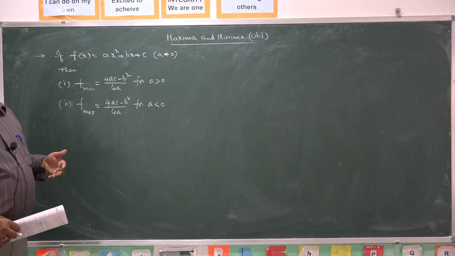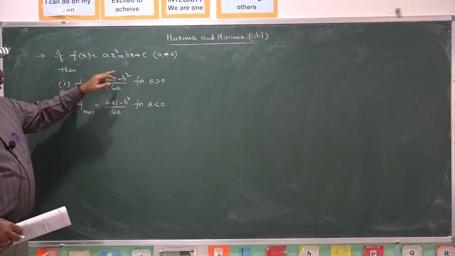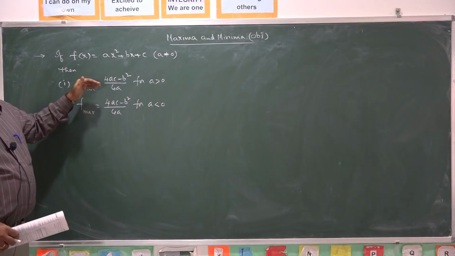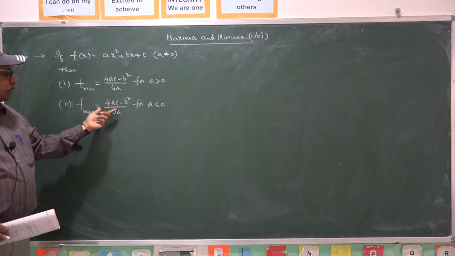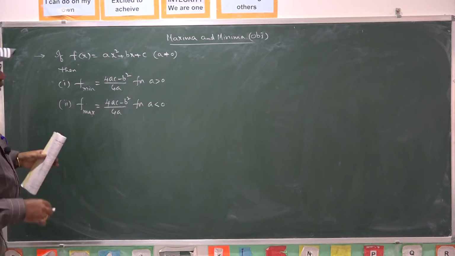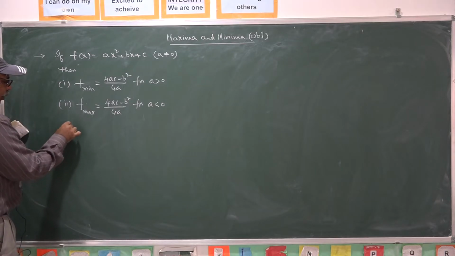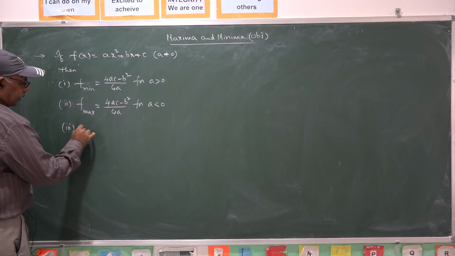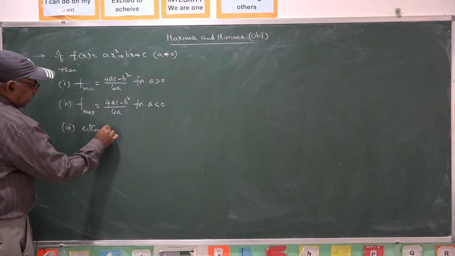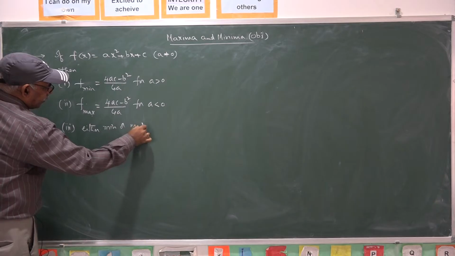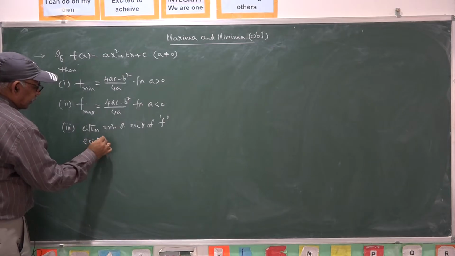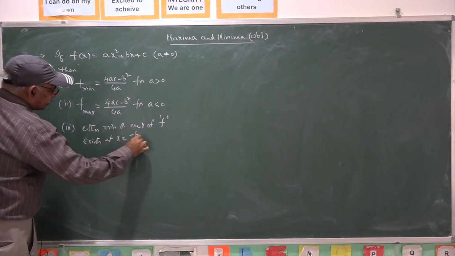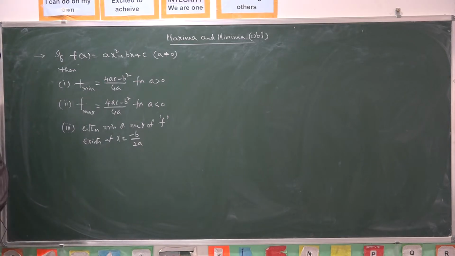So, based on a, positive or negative, 4ac minus b square by 4a is either minimum or maximum. This is minimum in case of a greater than 0. This is maximum in case of a less than 0. And the third point related to a quadratic is either minimum or maximum of f exists at x equal to minus b by 2a. So, these are the three important points related to a quadratic function.